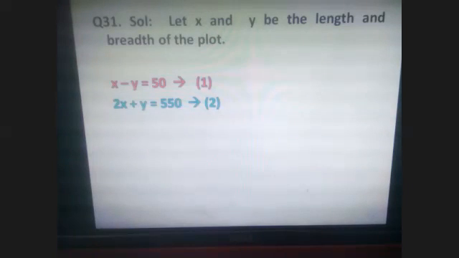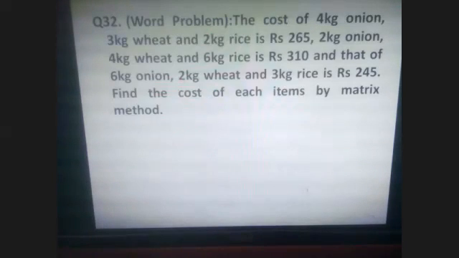Well, let me give one more for you. No problem. The cost of 4 kg onion, 3 kg wheat, and 2 kg rice is rupees 265. 2 kg onion, 4 kg wheat, and 6 kg rice is 310. And that of 6 kg onion, 2 kg wheat, and 3 kg rice is 245. Find the cost of each item.